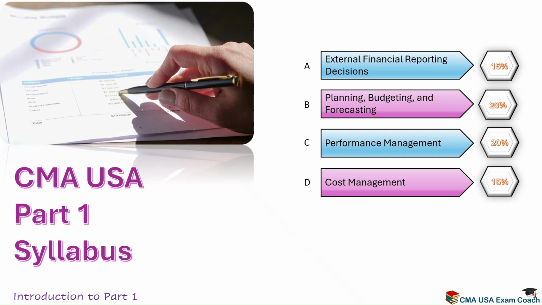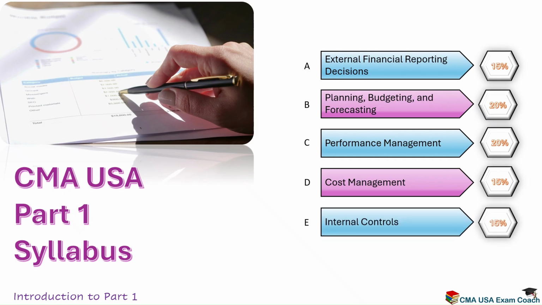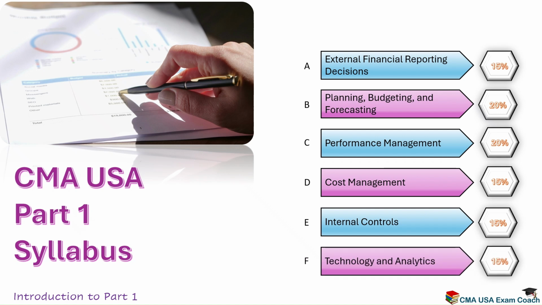Section D. Cost Management. In this section, you'll learn about different types of costs, cost behavior, cost allocation, and how managers use cost information for decision-making. Section E. Internal Controls. This covers how companies protect their assets, prevent fraud, and make sure all financial information is accurate and reliable. Section F. Technology and Analytics.